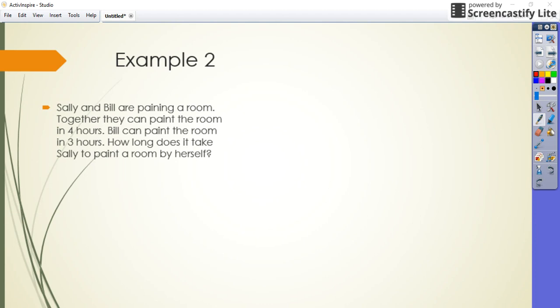Now before we go any further, I just want you to notice this right here. Bill's time is shorter than Sally's time. And some of you are thinking, well, so what? We can still work the problem out, right? Well, let's do this. Try 1 over S and 1 over 3 equals 1 over 4.